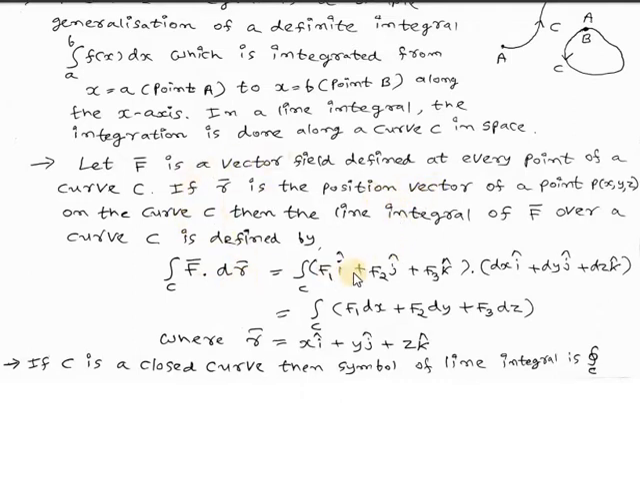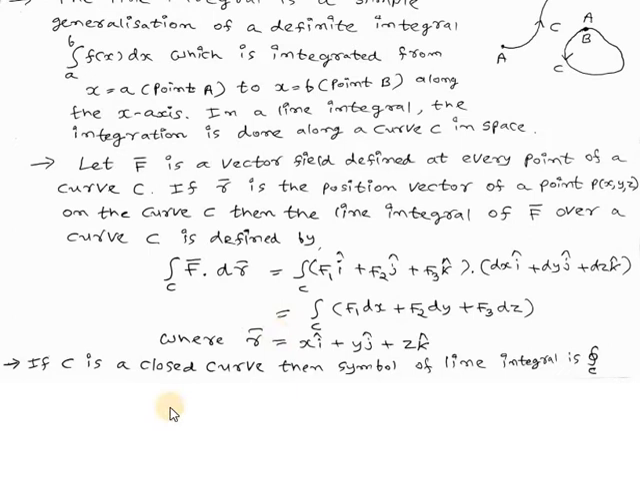So f bar can be written as f1 i plus f2 j plus f3 k, and dr bar means dx i plus dy j plus dz k, because we know r bar is given by x i plus y j plus z k. So dr bar will be dx i plus dy j plus dz k. Now we have to find the dot product of these two vectors. So it will be f1 dx, because i dot i is 1, j dot j is 1 and k dot k is 1. So f1 dx plus f2 dy plus f3 dz. This is our line integral.